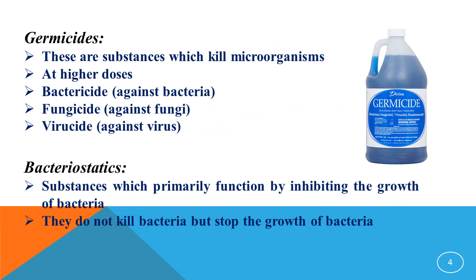Germicides. Germicides are the substances or agents which have a killing property, that is, they show their antimicrobial action by killing various microorganisms like bacteria, virus, fungus, protozoa, etc. They are basically used at higher concentrations or at higher doses. Depending upon the type of microorganism that they kill, they can be of various types like bactericide, which is used against bacteria, fungicide, which is used against fungi, and virucide, which is used against virus.